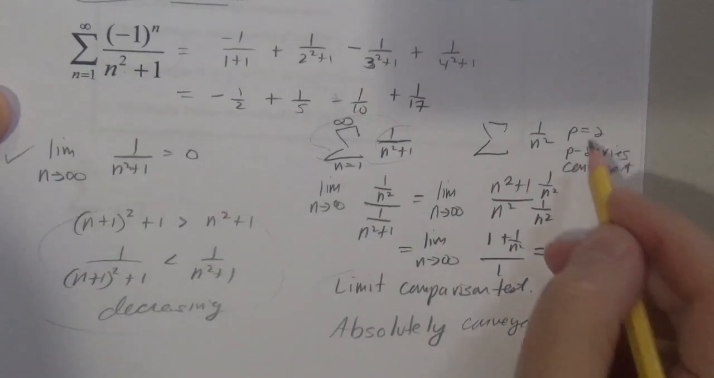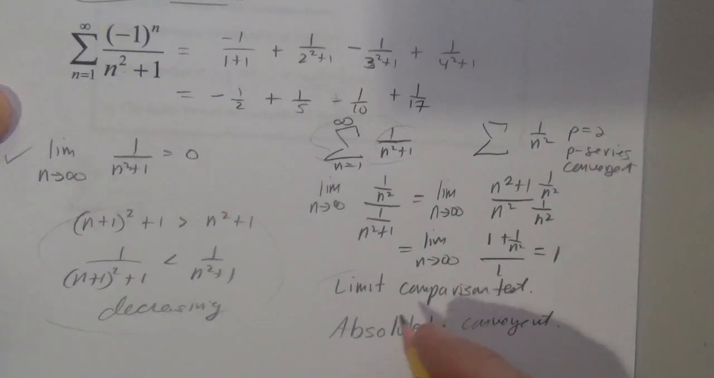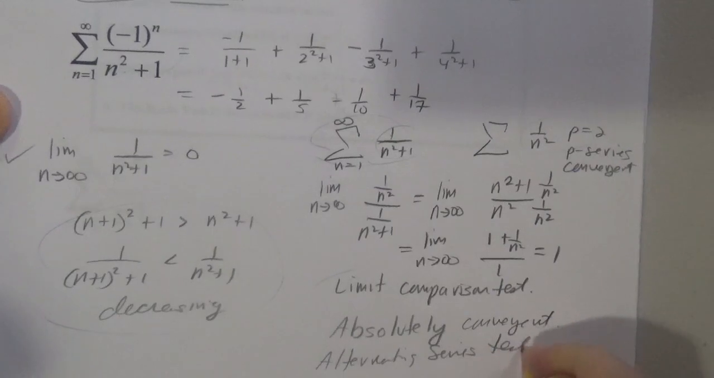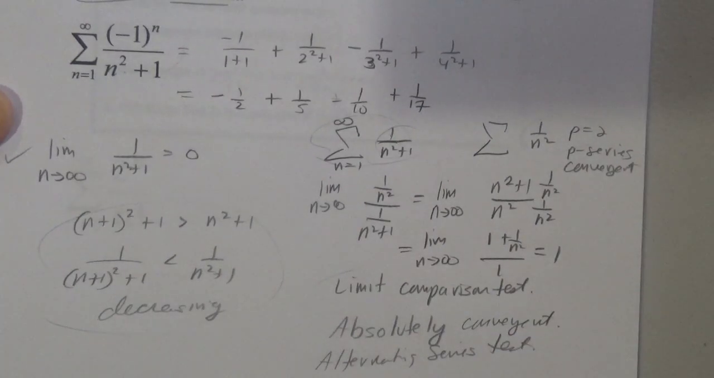P series convergence with p equal to 2. The only thing I forgot to write down is alternating series test. So that was a lot. That was a big one.